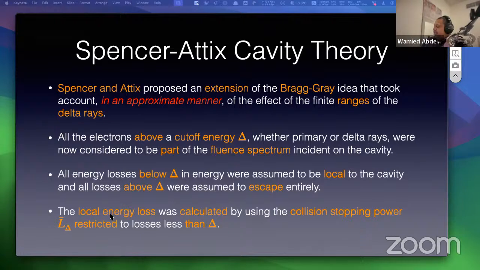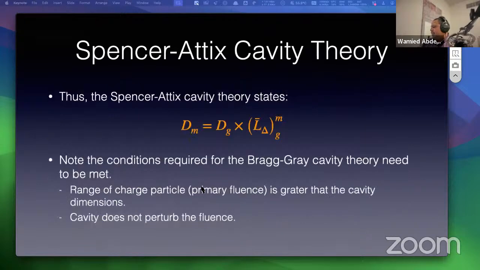So the local energy loss, we can calculate this using the restricted collisional stopping power. And as we talked about last time, the restricted collisional stopping power is basically all the energy that is transferred to secondary electrons below a cutoff energy of delta. So the Spencer-Attix cavity theory then states that the dose in the medium equals the dose in the cavity multiplied by the mean restricted collisional stopping powers of the medium to the gas.